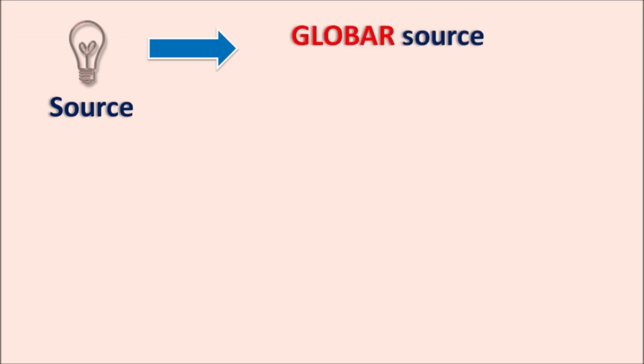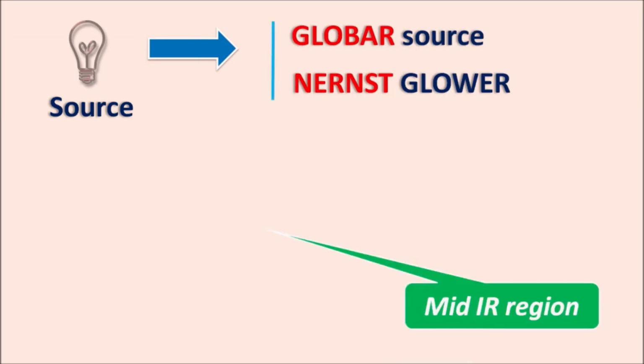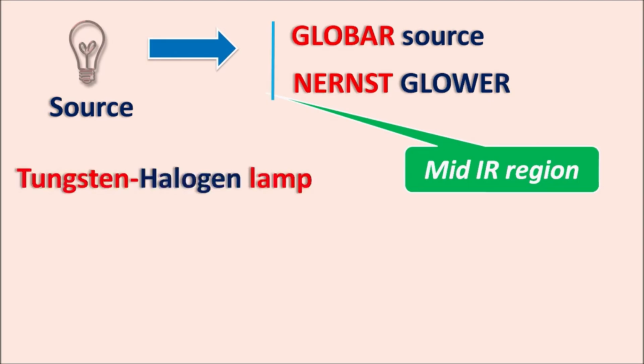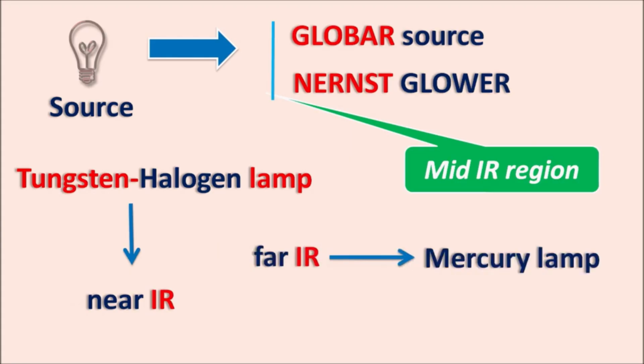What source can we use in the FTIR? Generally we use the mid-IR region. For the mid-IR region, we can use the globar source as well as the Nernst glower. These two sources are useful in the mid-IR region, which is from 4000 to 400 cm inverse. We can also use a tungsten halogen lamp in case of the near IR region, and for the far IR region, we can use a high pressure mercury vapor lamp. These are the sources we can use to produce IR radiation.